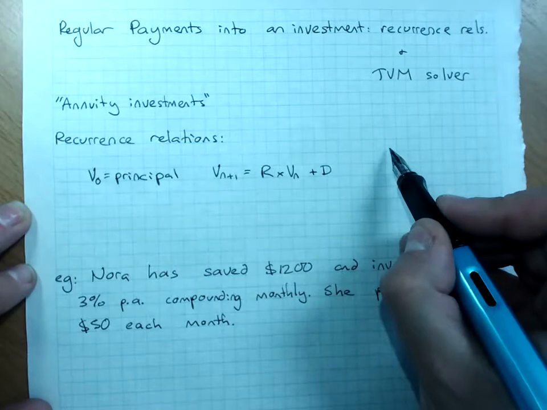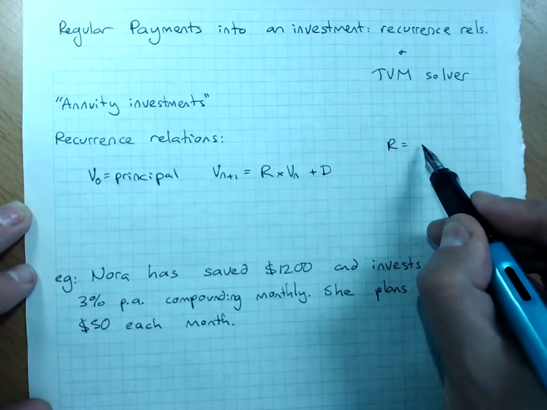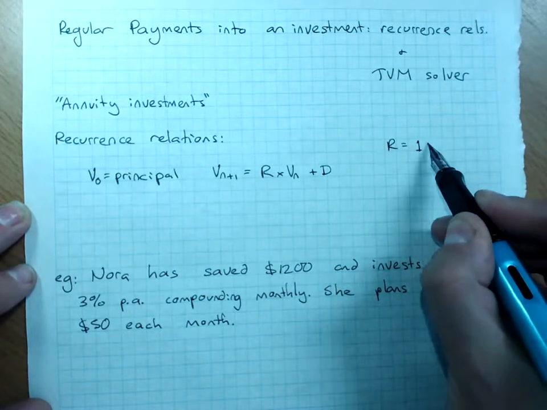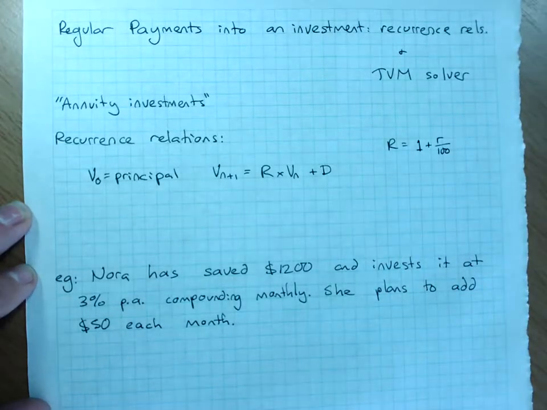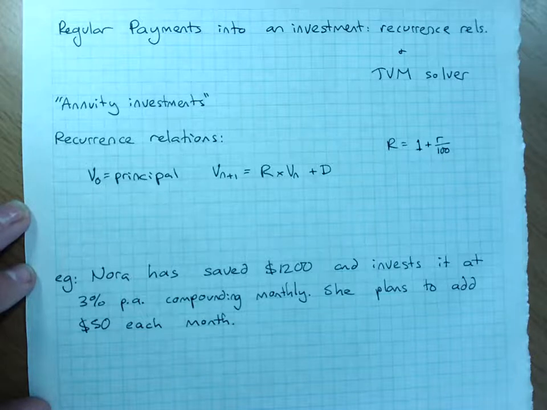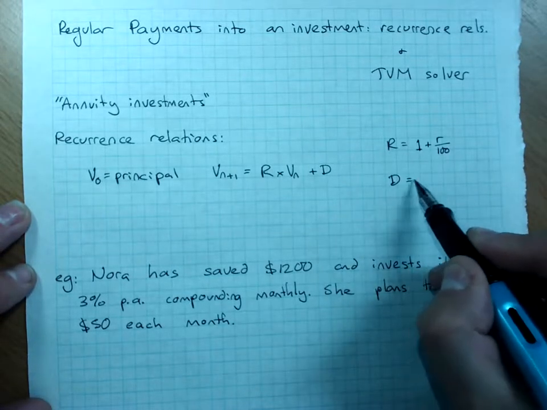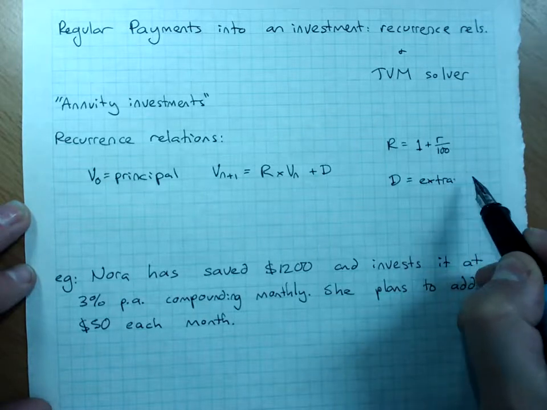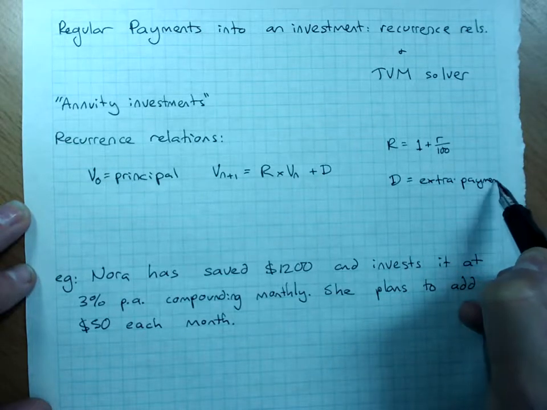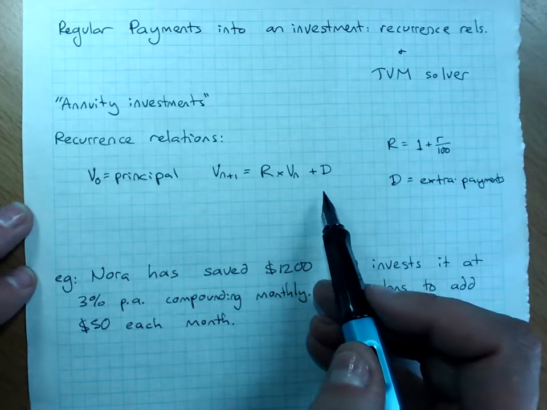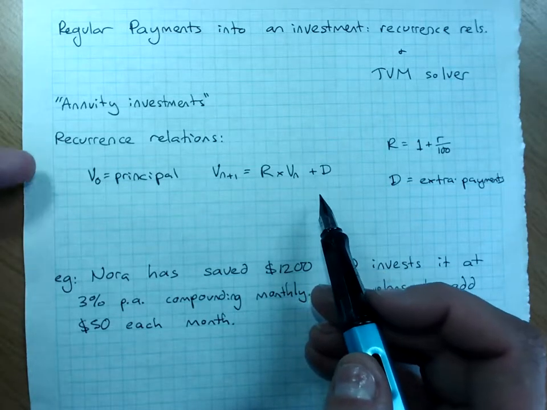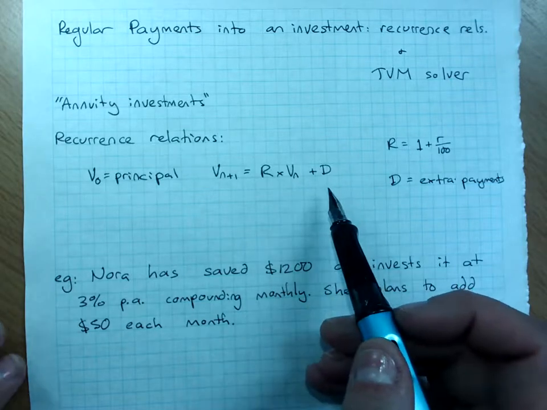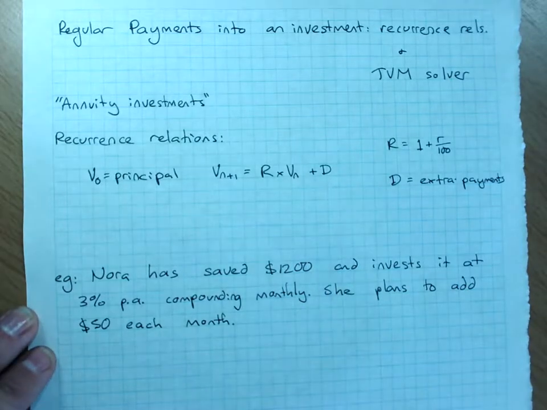You've just got to remember R, of course, is 1 plus the interest rate over 100, and that's the appropriate interest rate for the time period. So you'd have to go monthly or quarterly or whatever. And D is the extra payments. So it's plus D, not minus D, for this sort of investment, because you're adding payments into the bank account.